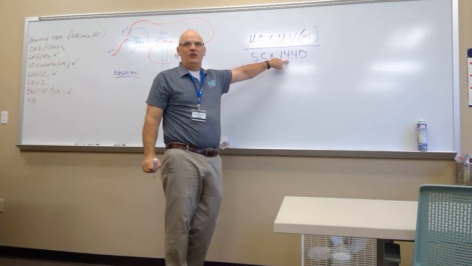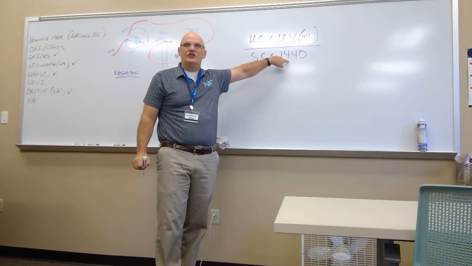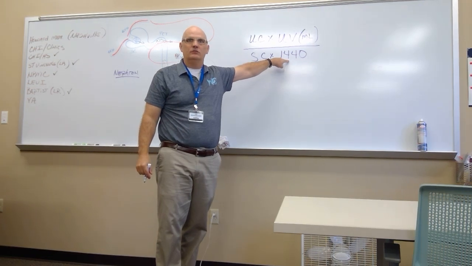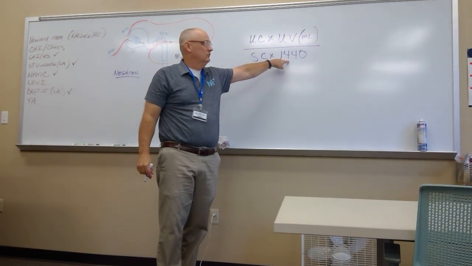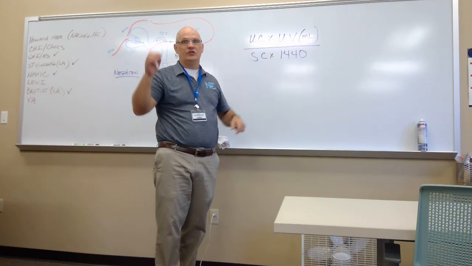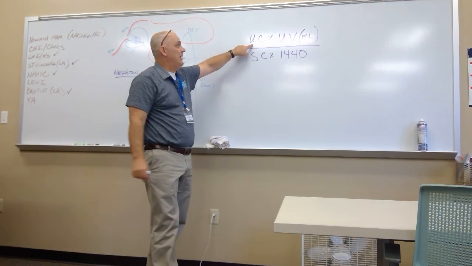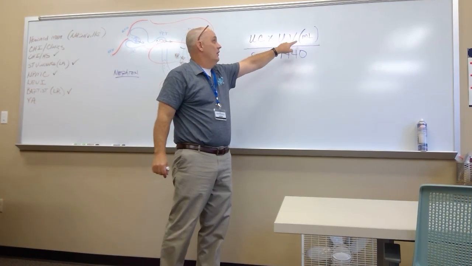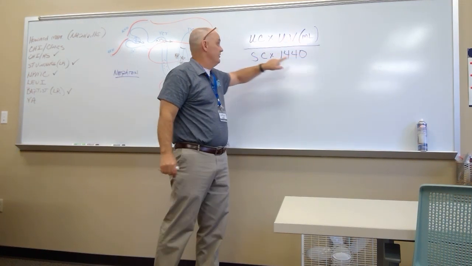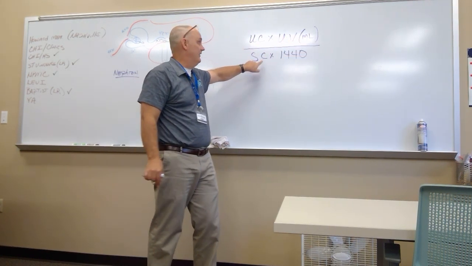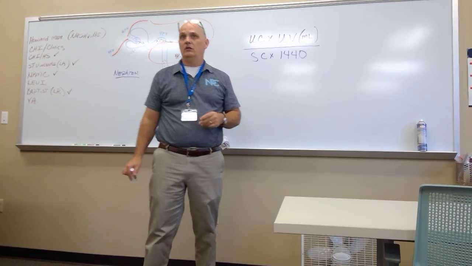This number right here, 1440, is how many minutes there are in 24 hours. Okay? That's why that number never changes. Again: urine creatinine times urine volume. The volume has to be in milliliters, divided by serum creatinine times 1440.